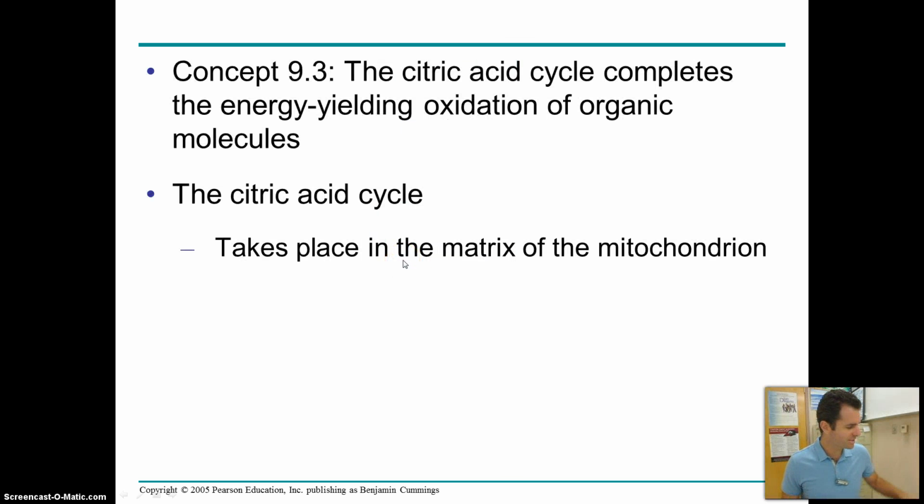Okay, next part, citric acid cycle. Checking my timer here. Oh, come on, clock. And I never started my timer.